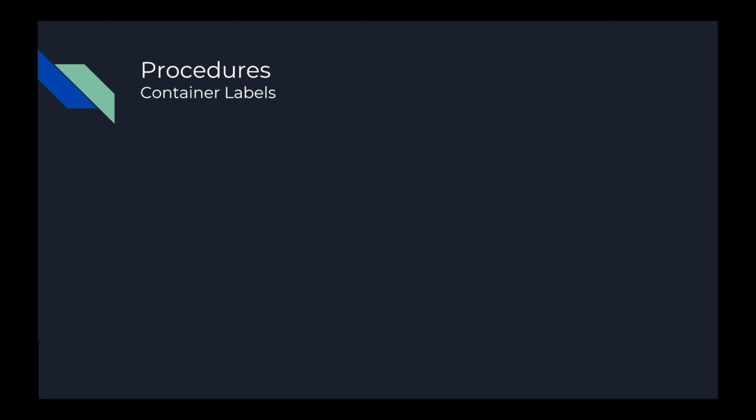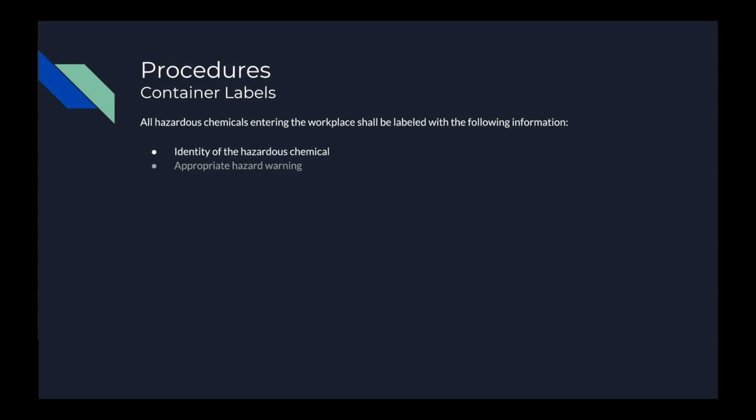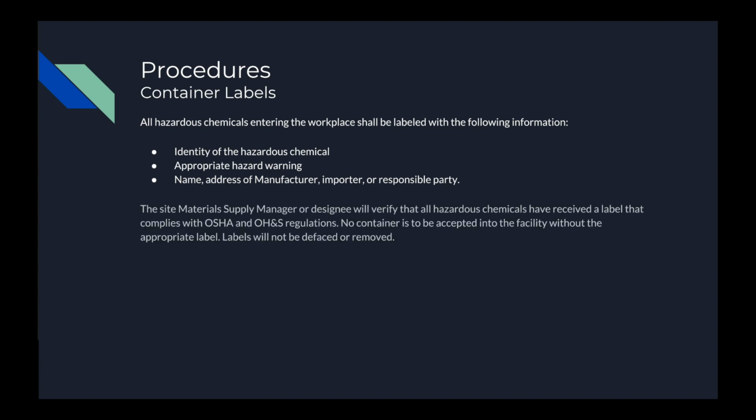Procedures: container labels. All hazardous chemicals entering the workplace shall be labeled with the following information: identity of the hazardous chemical, appropriate hazard warning, name and address of manufacturer, importer, or responsible party. The Site Materials Supply Manager or designee will verify that all hazardous chemicals have received a label that complies with OSHA and OH&S regulations. No container is to be accepted into the facility without the appropriate label. Labels will not be defaced or removed.